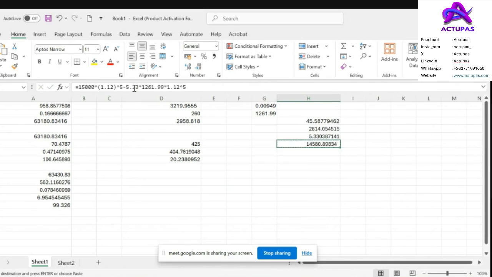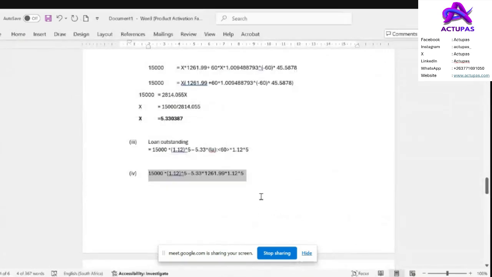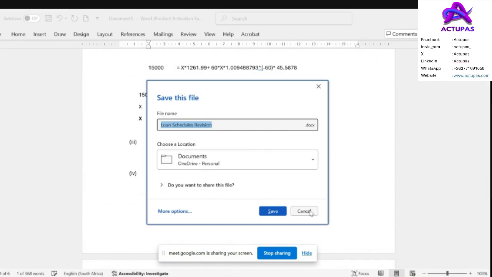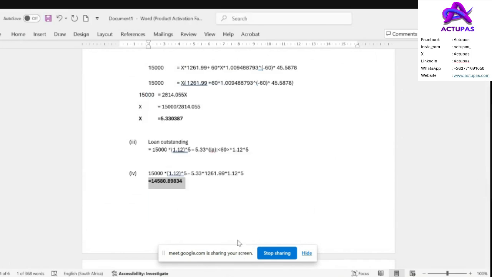Okay, here we got the answer, 14,580. And okay, so our answer would be, this is equal to 14,580. So this would be our solution. And then the next part, and you can see that the loan outstanding after the 5th year is 14,580, which means not much has been paid of the loan because the initial loan was 15,000.